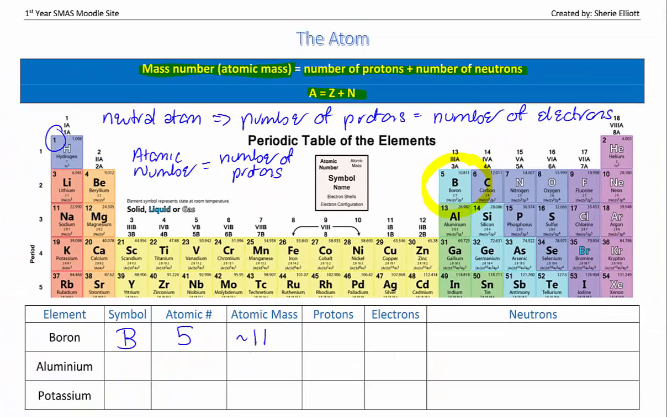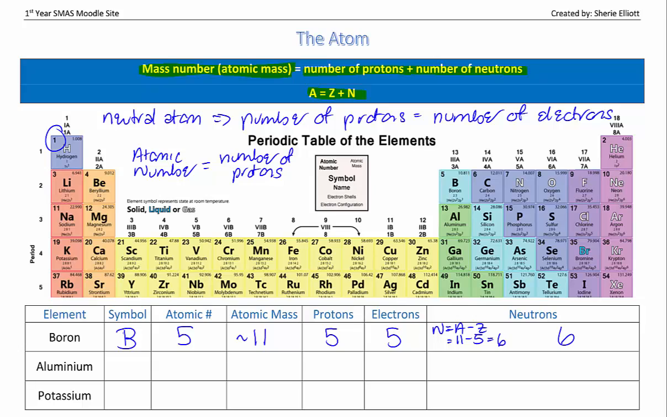Therefore, our number of protons, which is equal to our atomic number, is 5. It's a neutral atom, so our electrons equal the number of protons, which is 5. Our neutrons is going to be equal to our atomic mass minus the number of protons, so that's going to be 11 take 5, which is 6. So we have 5 protons, 5 electrons, and 6 neutrons.